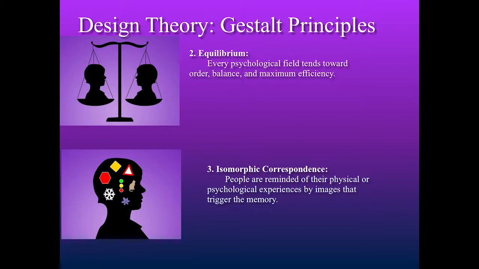Isomorphic correspondence. People are reminded of their physical or psychological experiences by images that trigger the memory. And this will color the way you feel about an image. So you've got stop signs and caution signs and yield signs, and you've got your red, yellow, green for stop and go. You've got pictures of things that you may feel positively for, like flowers or cats. And then there's, of course, the snowflake. And these are all sort of icons for things that create an attitude of an actual sense of feeling that you get from an image.